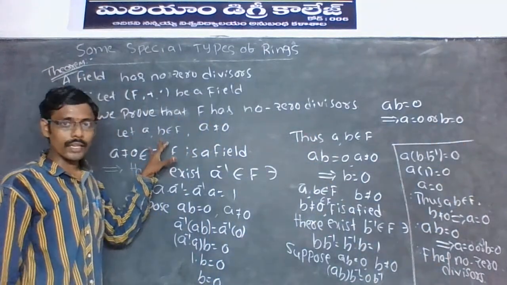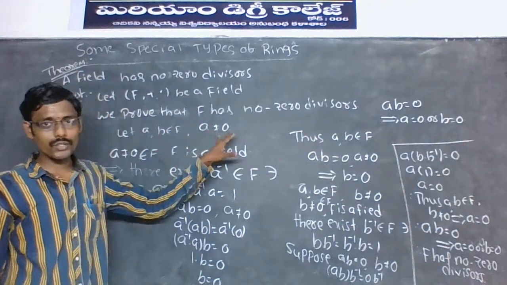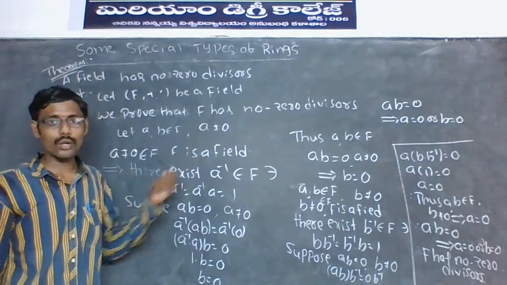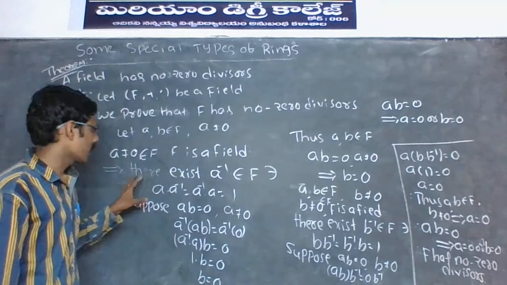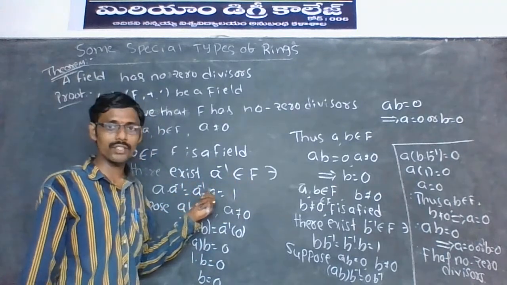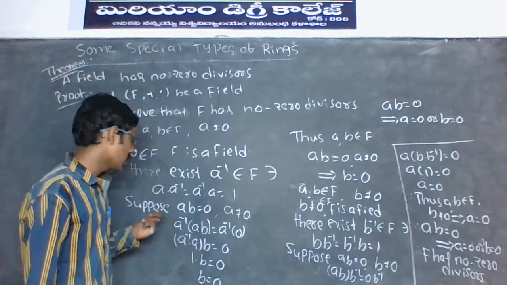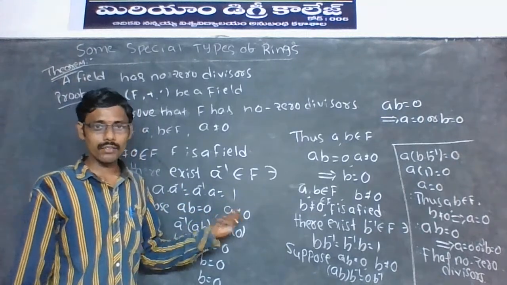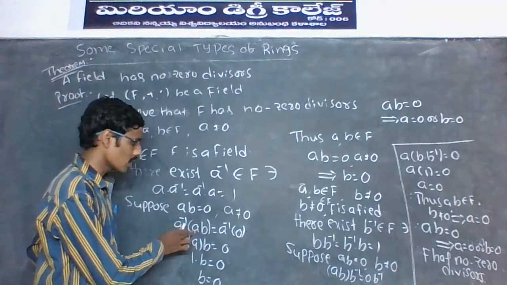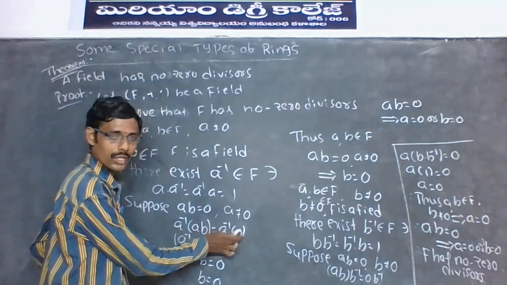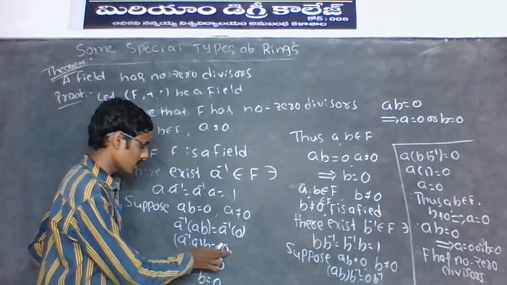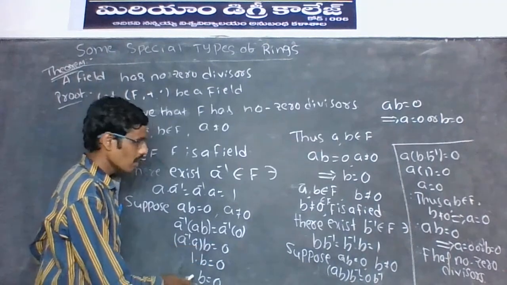Let A, B belongs to F, A not equal to 0. F is a field, so A is invertible. So there exists A inverse belonging to F such that A into A inverse is equal to A inverse into A is equal to 1. Suppose AB is equal to 0, A not equal to 0. Multiply A inverse on the left side: A inverse into A, B is equal to A inverse into 0. By associative law, A inverse into A is 1, so 1 into B is equal to 0, B is equal to 0.